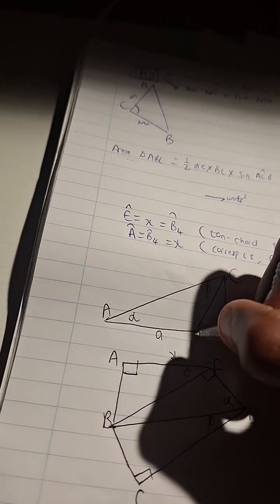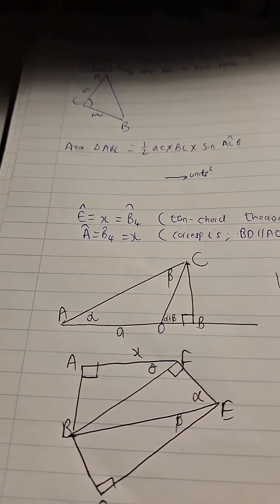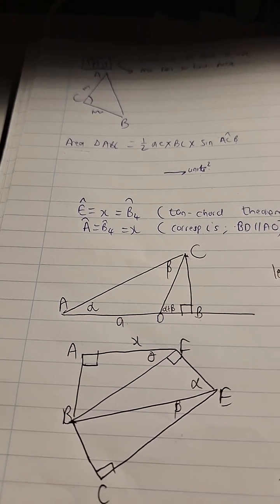I'm just going to add a letter here and add D, all right? So that we can have a complete triangle. In which triangle is BC, guys?